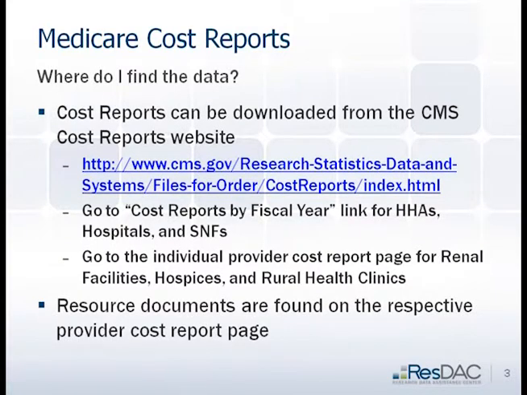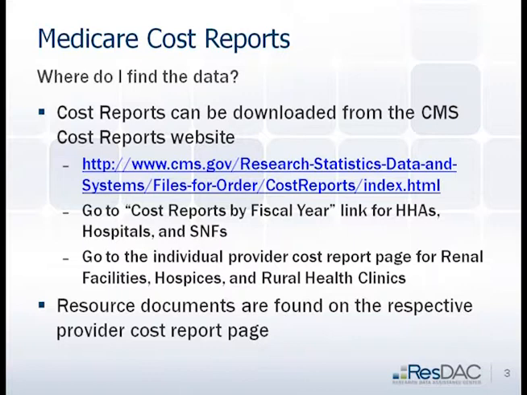Okay, so where do you find the data? They can be found on the cost report website. So if you are on the CMS website currently, you could go back to the cost report section and go to the cost report by fiscal year. For certain facility types, home health agencies, hospitals, and skilled nursing facilities specifically, they are so small that they provide the download to the cost reports in one file, and it's found within their cost report page.